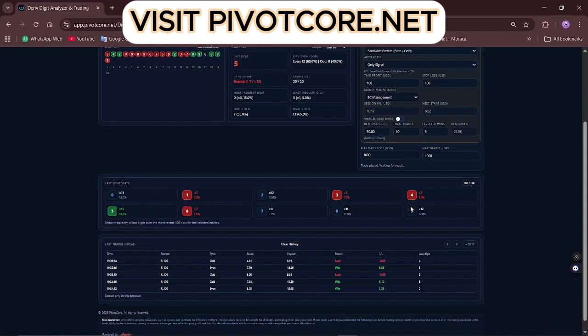This session proves that you don't need a 100% win rate to be a smart trader. You just need the right tools and a disciplined strategy. If you're still trading manually on Deriv, it's time to level up.